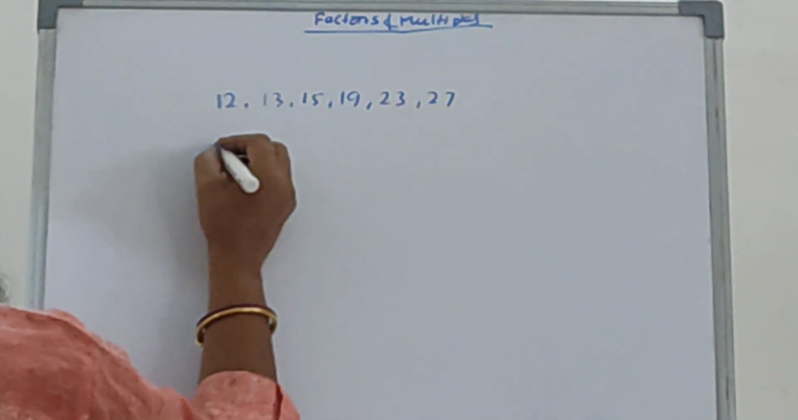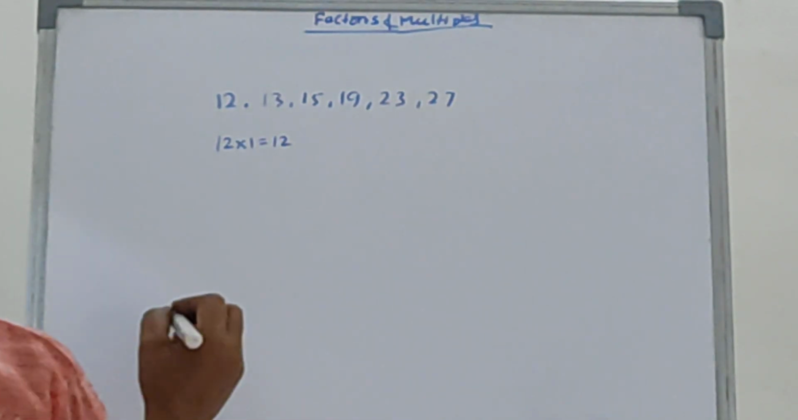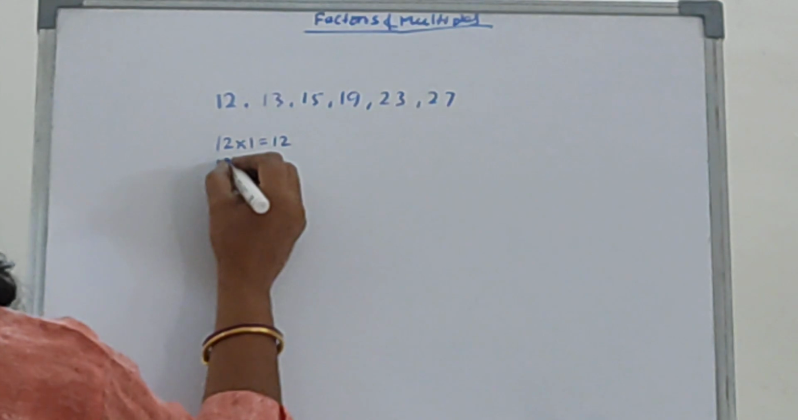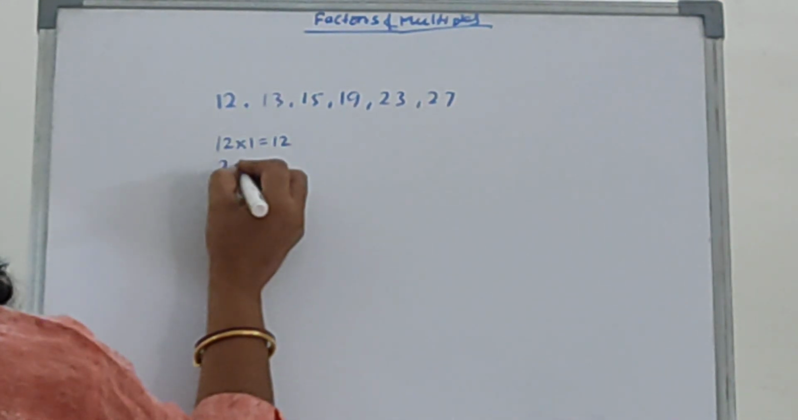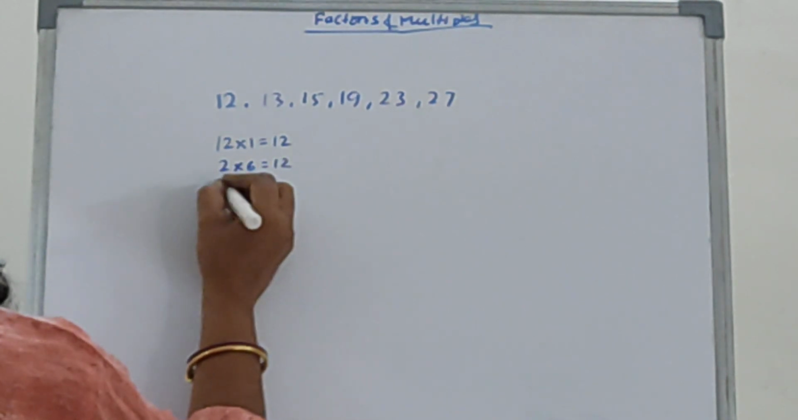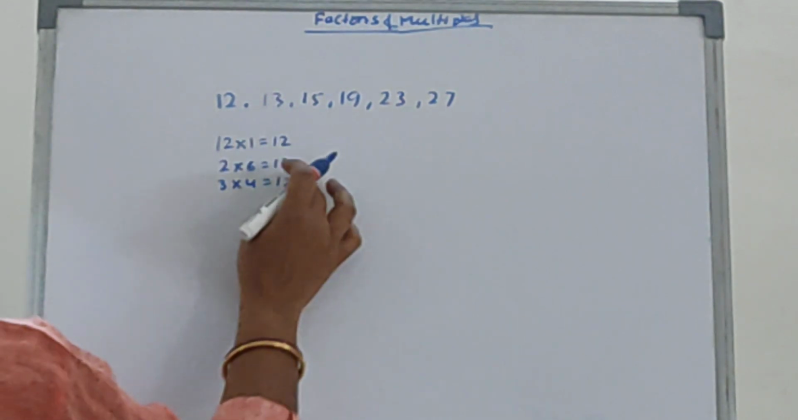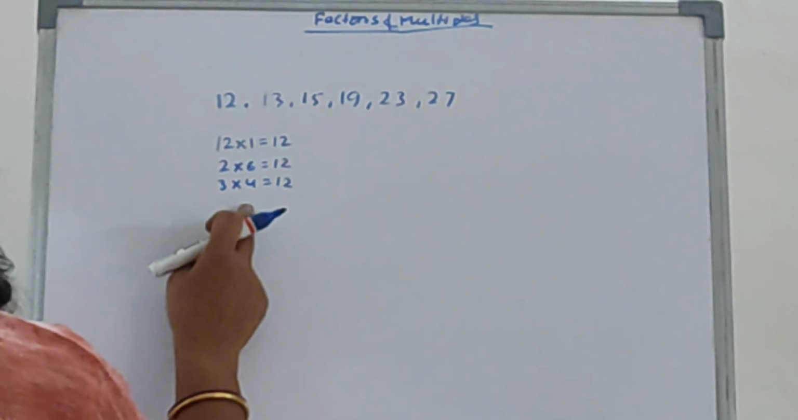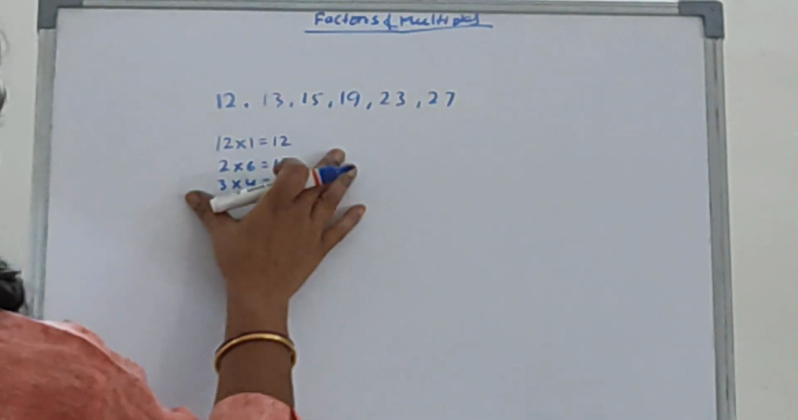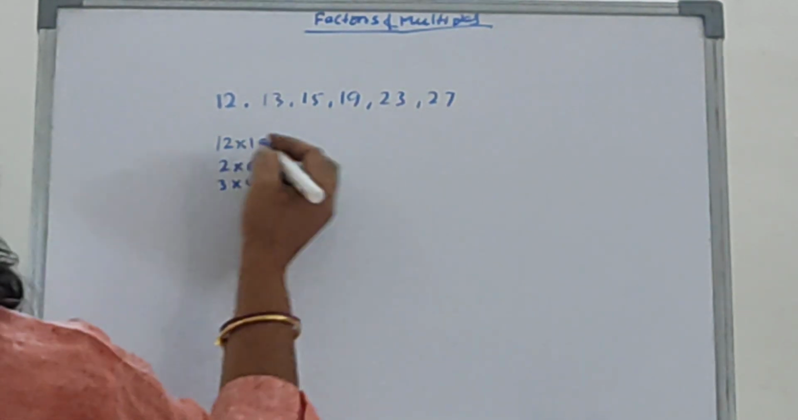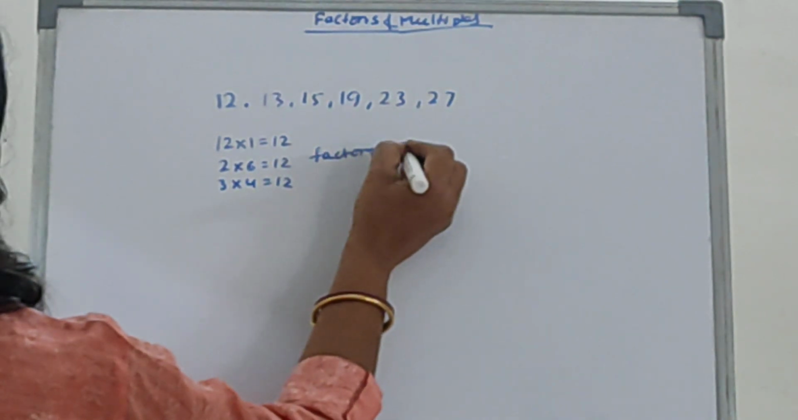For 12, what will we write first? 12 into 1 equal to 12. Then 2, 6 are 12. 3, 4 are 12. So the factors are 1, 2, 3, 4, 6 and 12. So for 12, how many did we get? Factors of 12 equal to what?